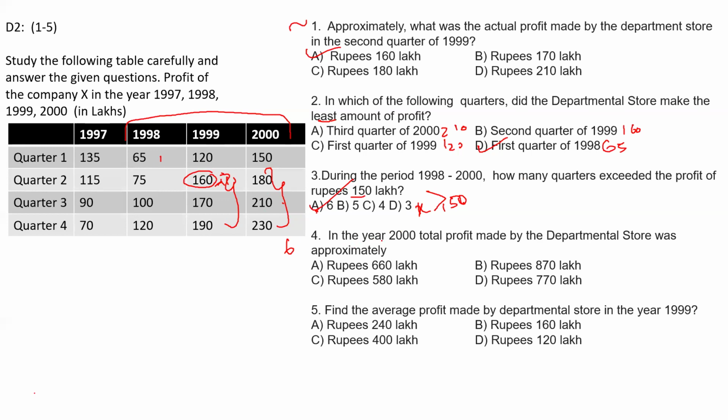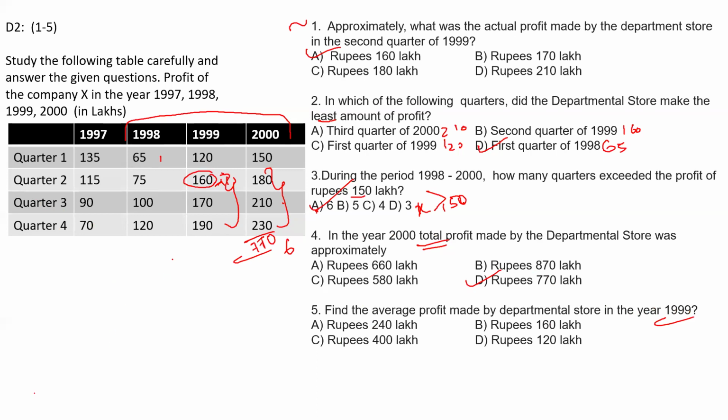Next, in the year 2000, the total profit made by the department store was approximately what? Just a total of it. So in 2000 they have given the values, and you just need to total them. If you total 150, 180, 210 and 230, it's 770.